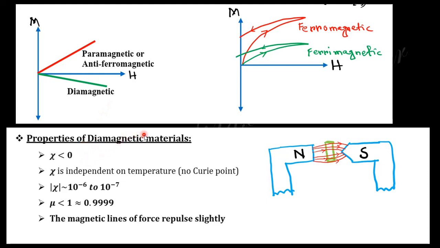Now we come to the diamagnetic material. Diamagnetic material is like that: if you place a material within this magnetic field, with this north pole and south pole, then these lines of magnetic field are slightly repelled by this diamagnetic material. Okay, so chi, the susceptibility, is less than 0. Chi is independent of temperature, that is, no Curie temperature, and mu, the relative permeability, is less than 1. The magnetic lines of force repel slightly.